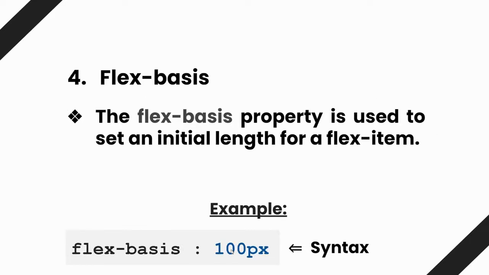Next, we have the flex basis property, and this property is used to set an initial length of the flex item. So normally you might be wondering why we can't use the width property to set the length. Actually, if you try to use the width to set the length of a flex item, it won't work. It can only work with the flex basis, and that's why the flex basis is very important. So in the example we have, the flex basis is assigned the value of 100 pixels. That's the example we have below on the screen.